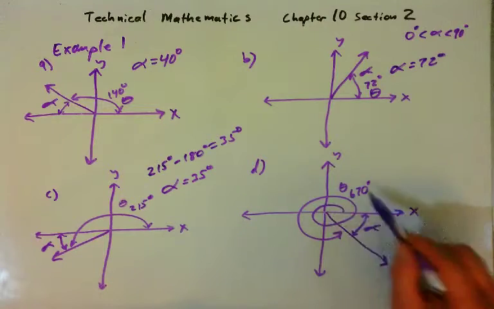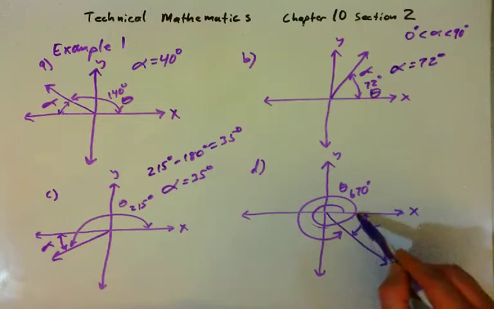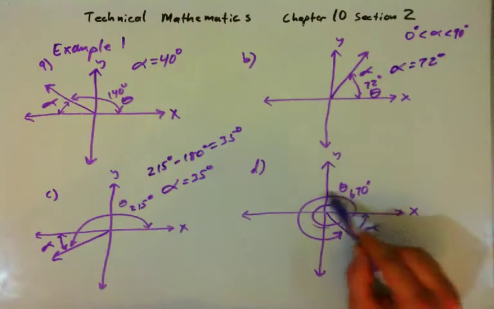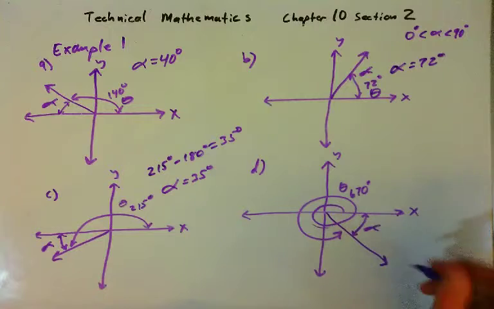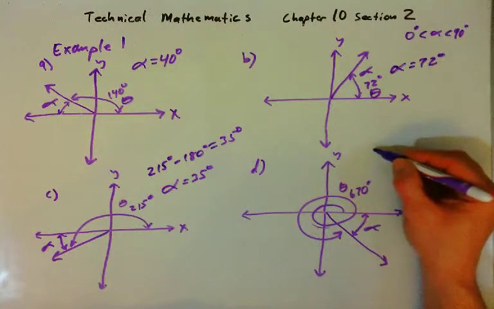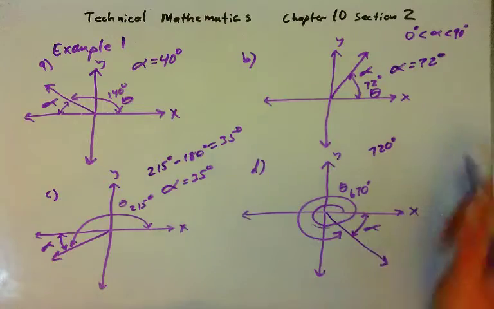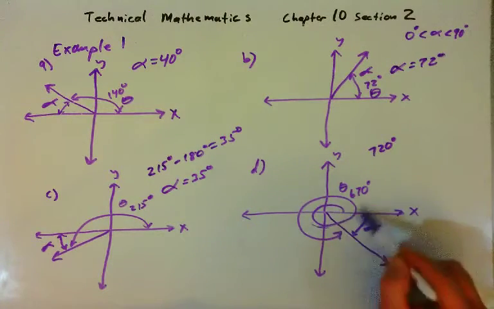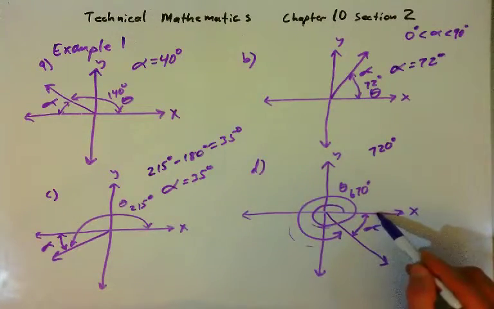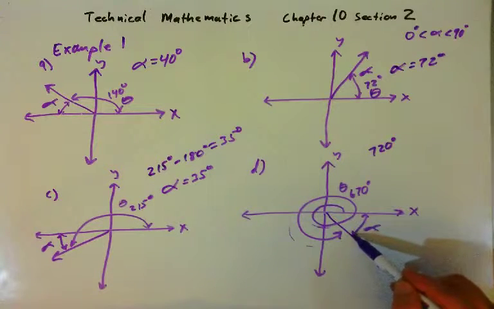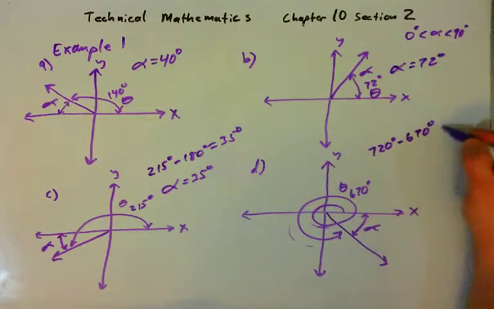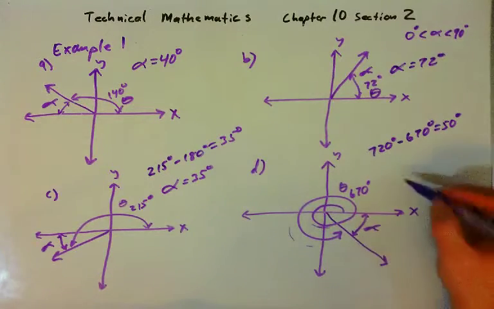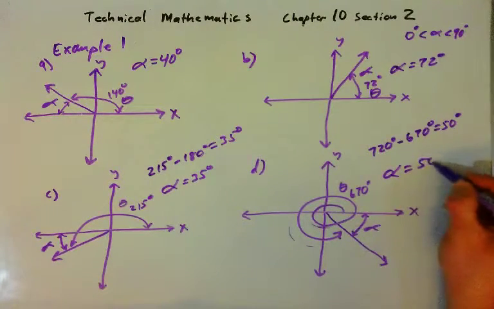Now in part D, we have an angle that is 670 degrees. It goes all the way around once, which is 360 degrees, and then it goes almost all the way around again, but not quite. Two times around would be 720 degrees, which would take me all the way back to the positive x-axis. But I didn't go quite that far. I only went 670. If I find the difference between 720 and 670, which is 50 degrees, that is what alpha must be. Alpha must be 50 degrees in part D.